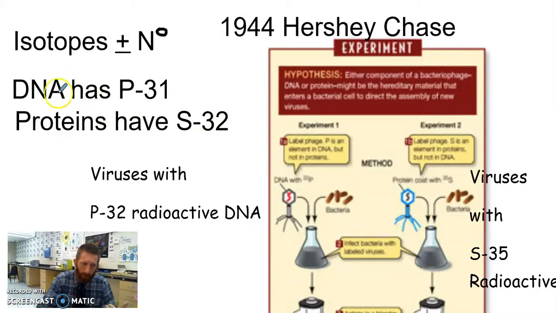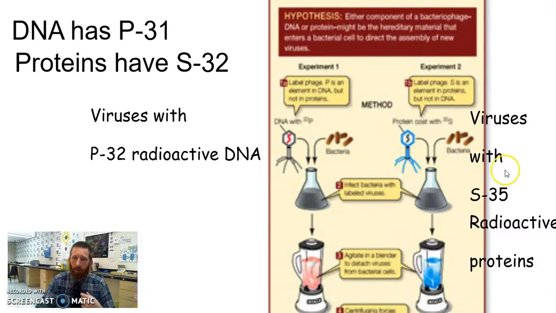Now, DNA and proteins, they have a lot in common, right? They all have carbon, they all have nitrogen, they all have hydrogen, they all have oxygen, but proteins don't have phosphorus and DNA doesn't have sulfur. So that's the difference that they exploited, that they took advantage of. Okay. They also took advantage of the fact that there is a naturally occurring radioactive isotope of phosphorus that has an atomic weight of 32. And there is a naturally occurring radioactive isotope of sulfur, which has an atomic mass of 35.